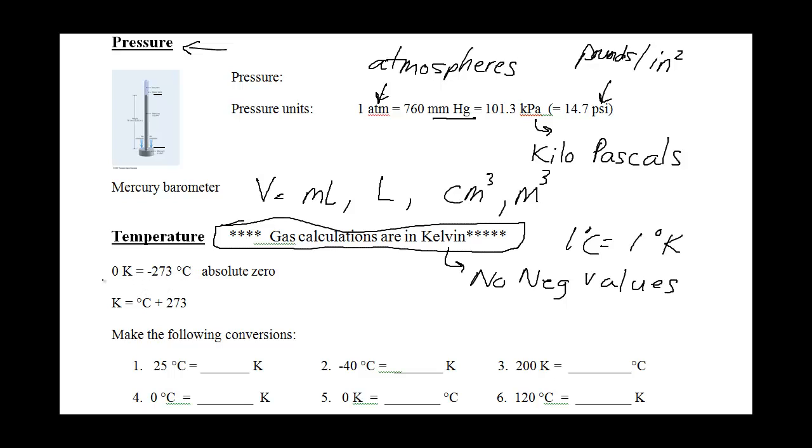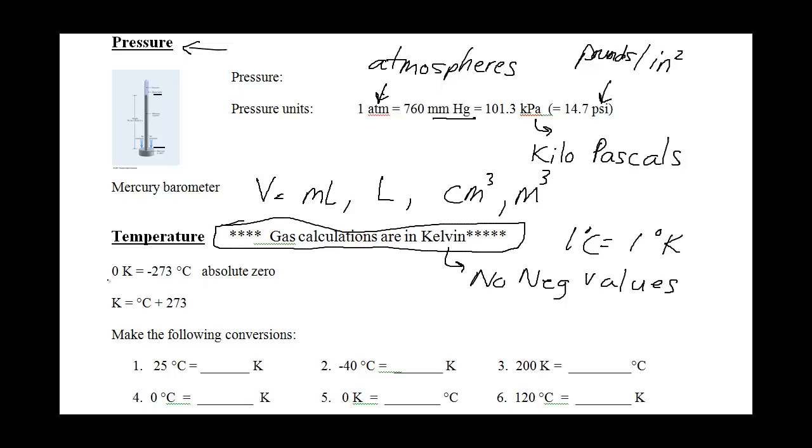We're just going to say, 0 Kelvin is known as absolute zero. That's the temperature when all theoretical particle motion would stop. It is equivalent to negative 273 degrees Celsius. Yes, that's very, very cold. Key thing, there's no negative numbers. That's why we use Kelvin in all gas law calculations.